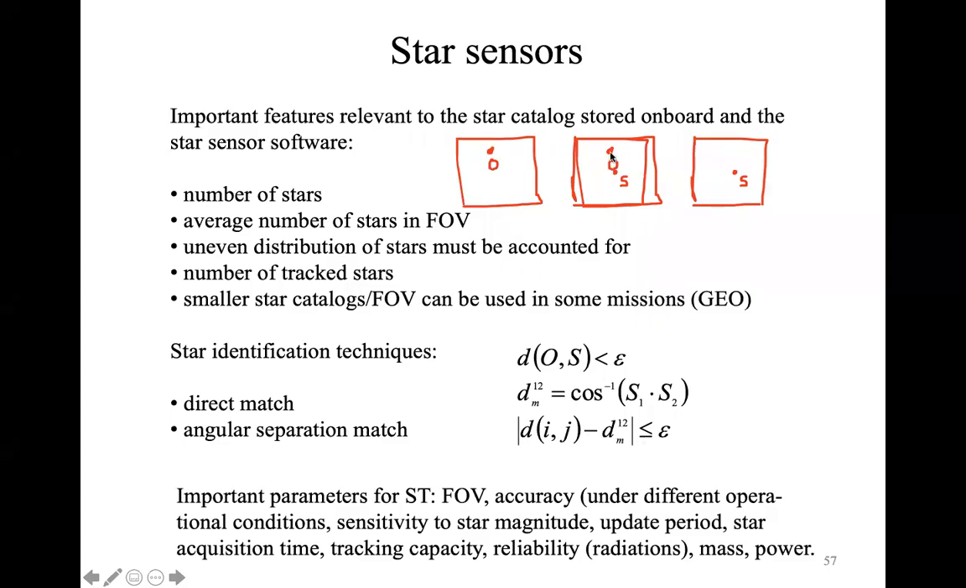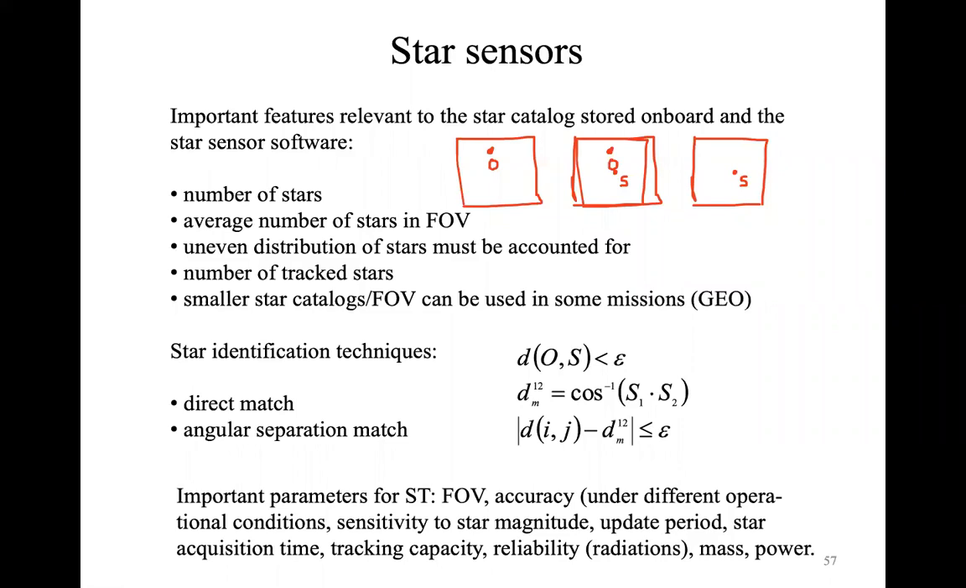So you are going to compute the relative distance between what is assumed from your star catalog and the vector that you are actually seeing from your instrument. So assuming that the two stars are exactly that, you are computing this d, and you have to make sure that this distance between these two vectors is lower than epsilon.